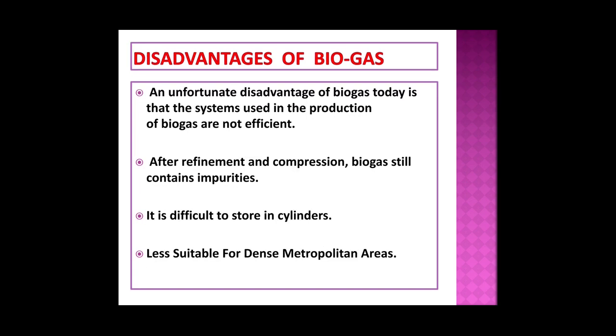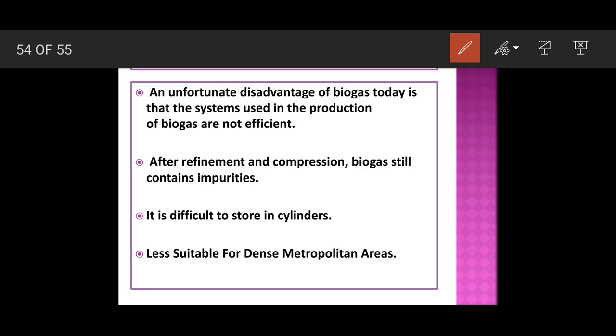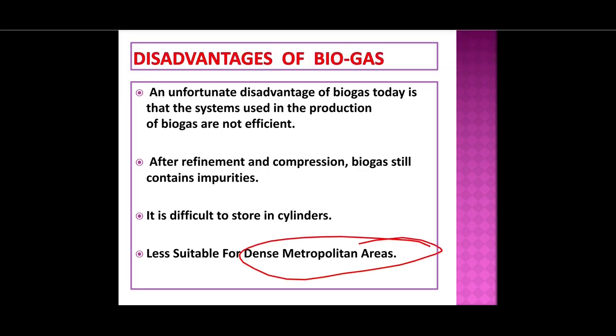Apart from this, the disadvantages are: an unfortunate disadvantage of biogas today is that the system used in the production of biogas is not efficient. After refinement and compression, biogas still contains impurities. It is difficult to store in cylinders and less suitable for dense metropolitan areas, because a lot of waste will be required, so a huge area will be required to build these plants. So it is not very suitable for dense metropolitan areas.